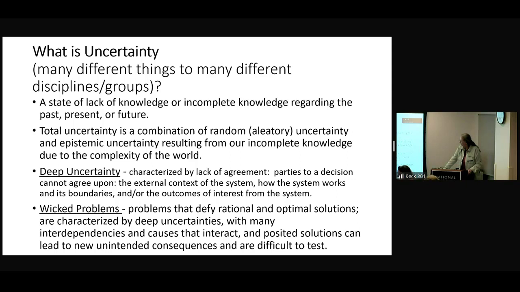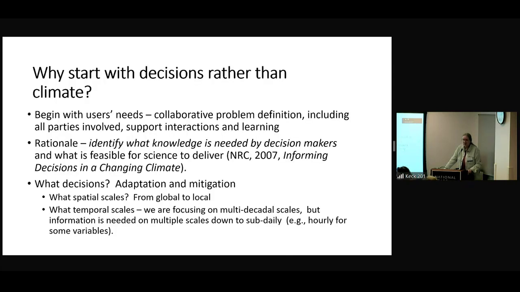And then there's the great concept of wicked problems. I would say that climate change is a typical wicked problem. It defies rational and optimal solutions, is characterized by deep uncertainties and with many interdependencies and causes that interact, and posited solutions can lead to new unintended consequences and are difficult to test. And I think that's definitely the world we are in with climate change. Next, please.